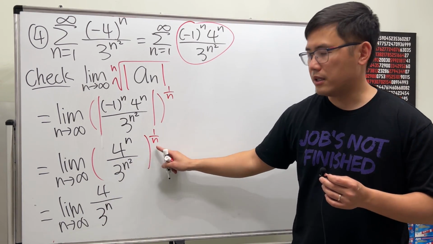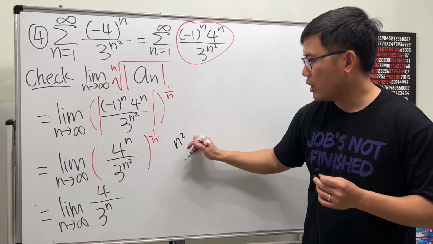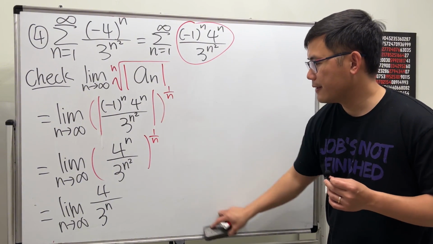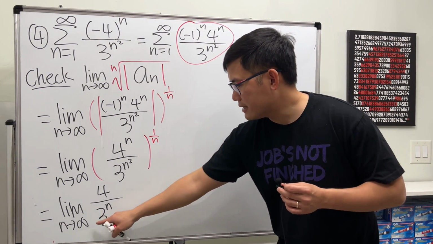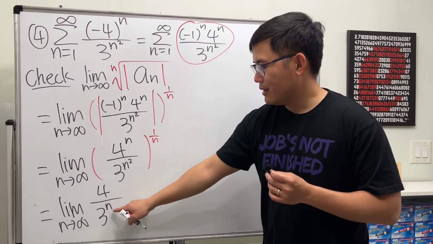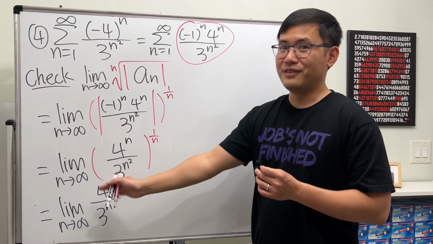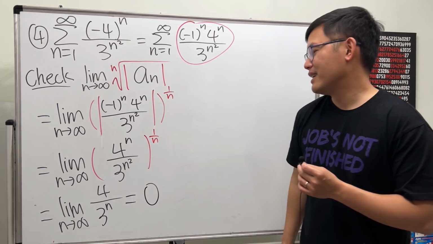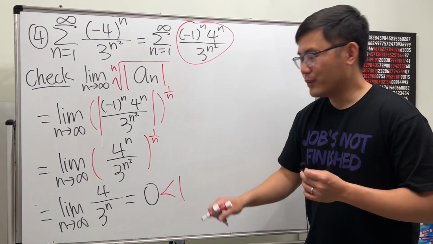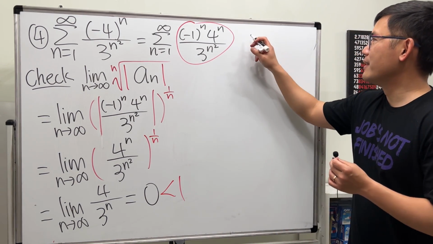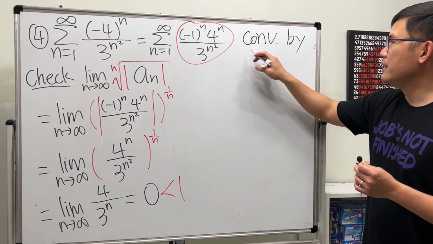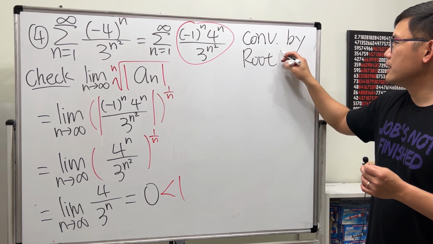just divide this by n, so n squared over n. That's how we get the n right here. Okay, and then as n goes to infinity, the bottom here is 3 to the infinity, which is infinity. On the top is just 4. So this right here gives us 0. Therefore, we know it's less than 1. Therefore, this right here converges by the root test.